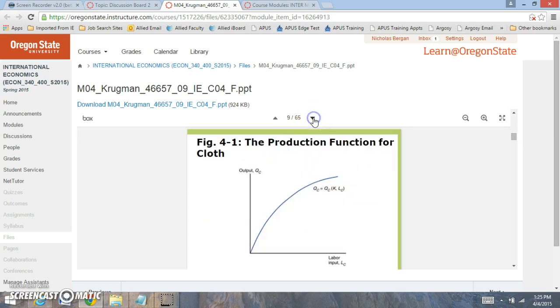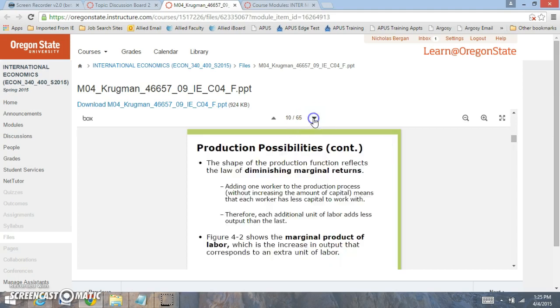When we look at a production possibility frontier, we're looking at a production function, which means the more labor that's being added, the more output we have. However, you see there's diminishing returns that sets in, which means each worker we add is not going to be as good as the previous worker. So we're not going to get the most benefit from adding additional workers.